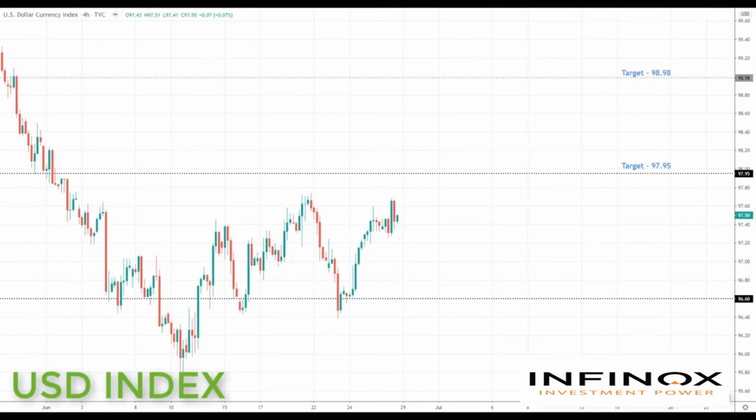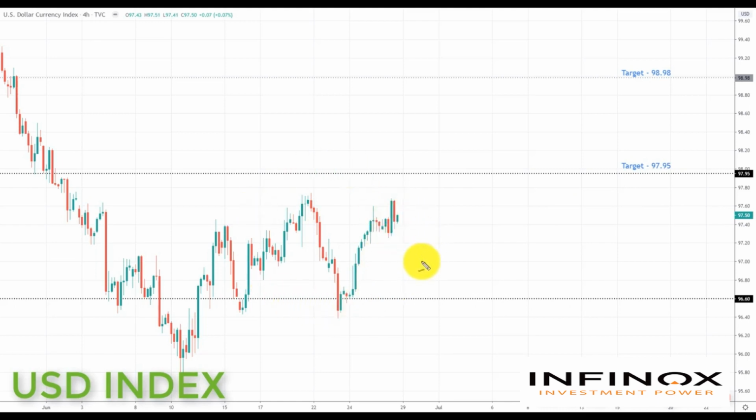As always, we're going to start off by looking at the US dollar index. Now, last week we highlighted the fact the US dollar index was in a range between the 96.60 and the 97.95. We highlighted the 96.60 as a key area of support to look for a pullback and a bounce towards the target set from last week at the 97.95, and we did pretty much get this ranging move.